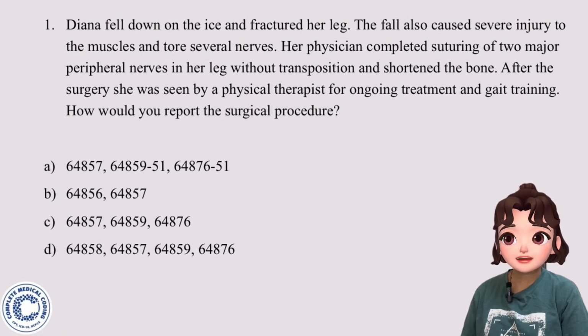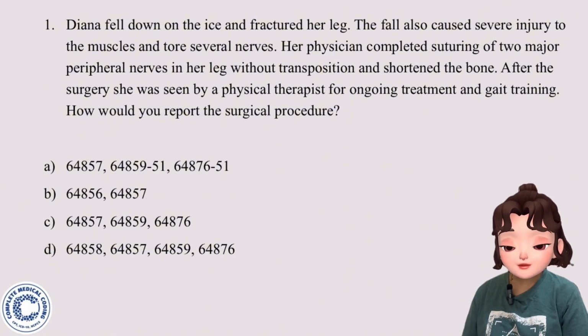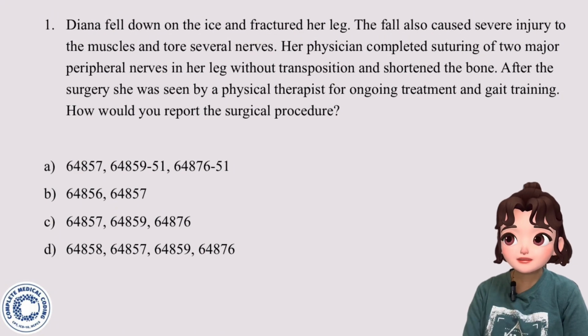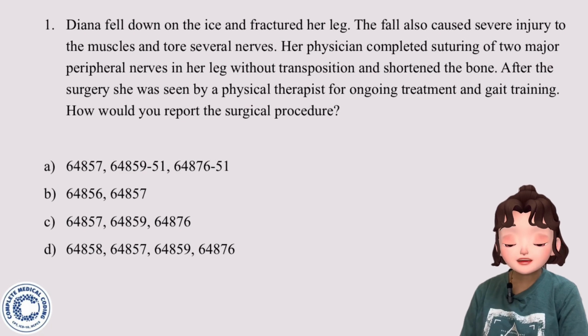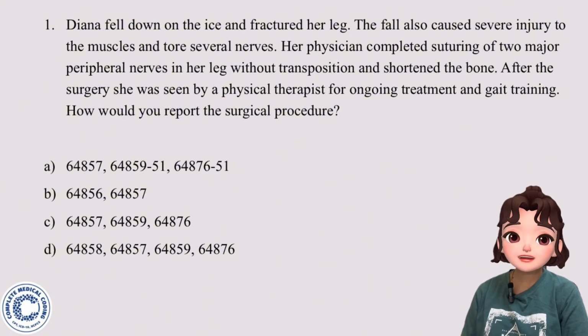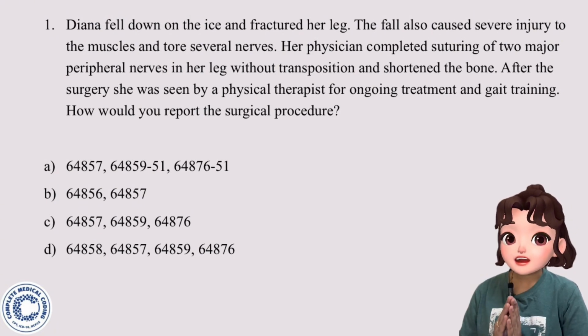Now, what is 64876? 64876 represents suture of nerve requiring shortening of bone. Yes, that is what our next procedure is, shortening the bone, right? Requiring the shortening of bone of extremity, list separately in addition to the code for nerve suture. So that code 64876 we also require for the shortening of the bone. So we already got the three correct CPT codes.